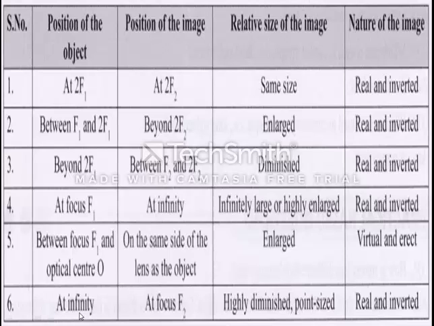And last case, when the object is at infinity, the image is formed at f2, it is highly diminished, you can say point size, real and inverted. So we see here what is happening whenever a lens or mirror is converging. The image which is forming is of both types, real as well as virtual.